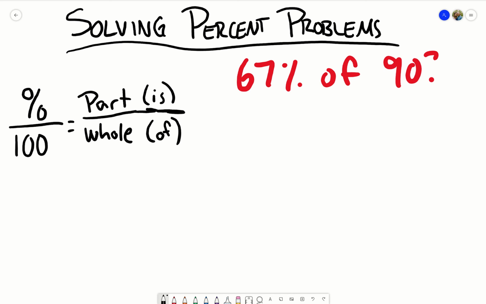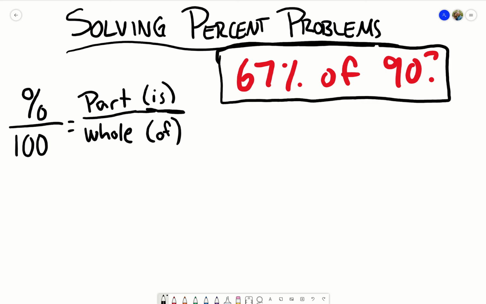So our sentence here will give us two pieces of information. It will give us either the percent, or the part, or the whole. Percent, part, or whole. Our equation will give us two of these values, and one of these values will be missing. So when we're setting up our proportions, we're going to set them up every time just like this.